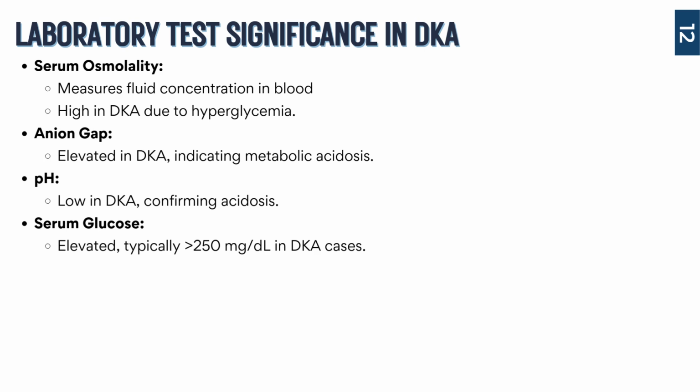So anion gap is another important lab finding in DKA. It measures the difference between positively and negatively charged electrolytes in the blood. A high gap indicates that there is an excess of unmeasured acids, often ketones, contributing to metabolic acidosis. In DKA, the anion gap is usually elevated due to the ketone buildup. Monitoring this gap is important to track the progress of acidosis. As treatment continues, the gap should gradually decrease.